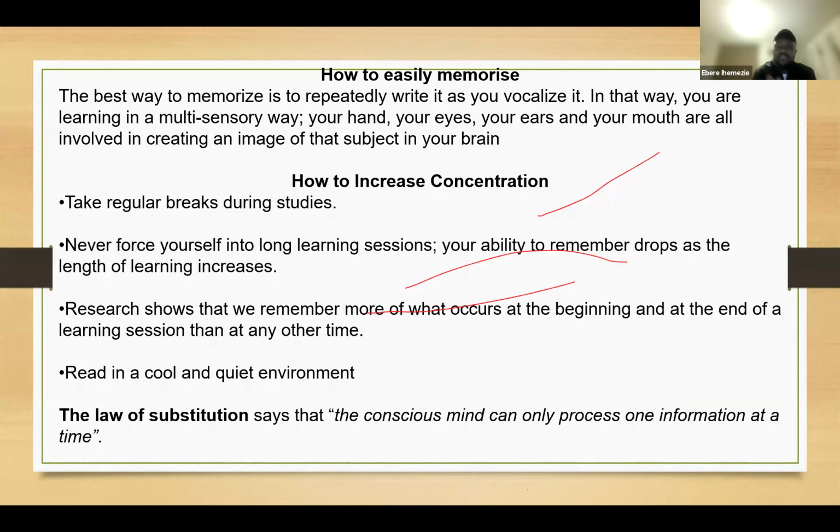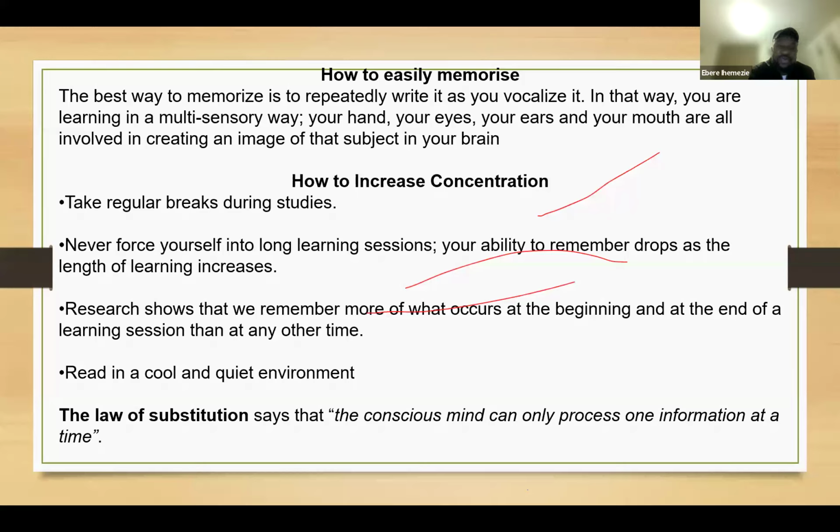So again, one of the things I do in order to increase concentration, this is personal to me, is I read in a cool and quiet environment. There are people that claim that they can read in a noisy environment. Well, that's not me, but know what works for you, and really ask yourself, can you really concentrate when there is noise around you? So these are some of the practices you need to do in order to increase concentration.